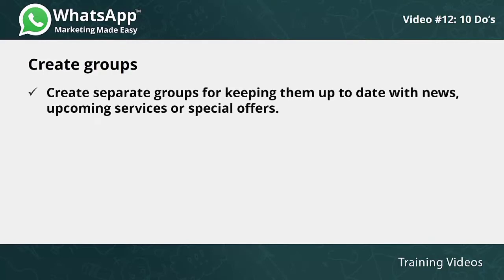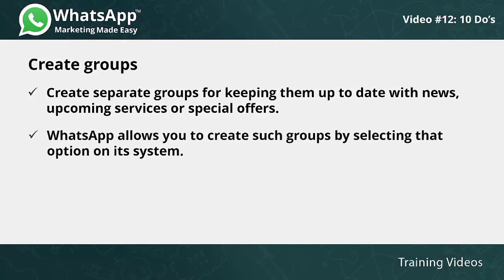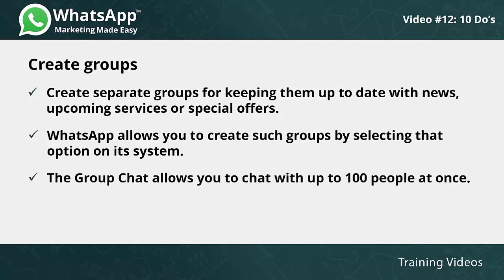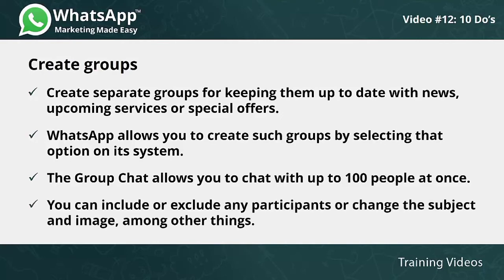Create groups. Besides preparing a database with all your contacts, the idea is to create separate groups for keeping them up to date with news, upcoming services, or special offers. WhatsApp allows you to create such groups by selecting that option on its system. This is a great way for keeping in touch with your customers. The group chat allows you to chat with up to 100 people at once. Besides, you get to administrate these groups. You can include or exclude any participants or change the subject and image, among other things.